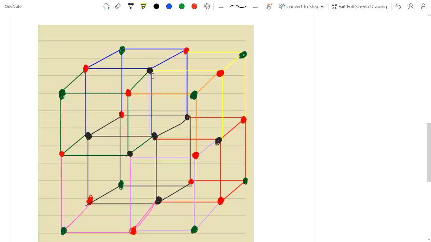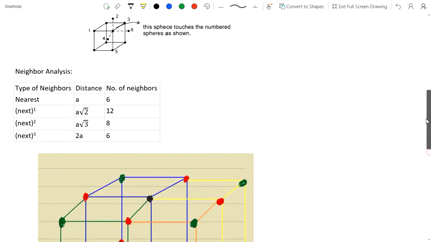These atoms are at a distance of a, and they are going to be touching each other. So this atom is going to be in touch with this one. This atom is also going to be touching this one. Similarly this is in front and this is in back. These are the 6 atoms which are going to touch your central atom. So that is why the nearest neighbor we get as 6.